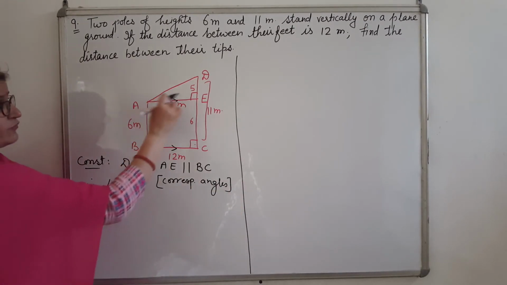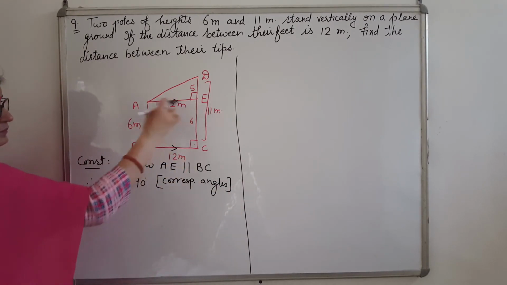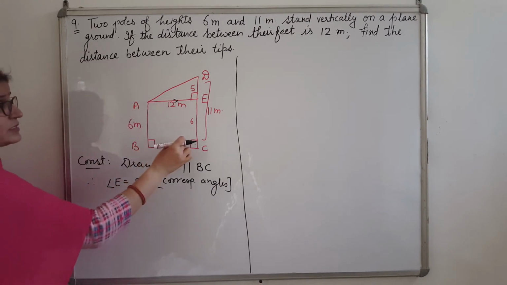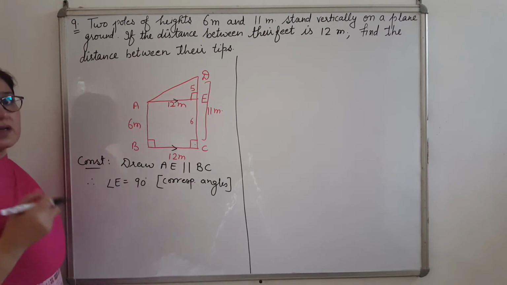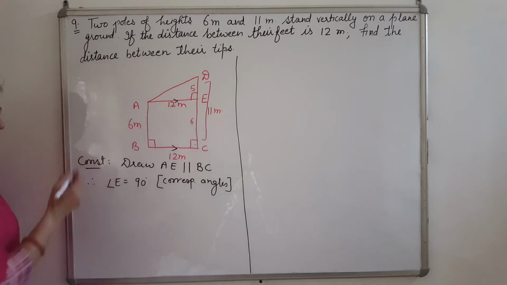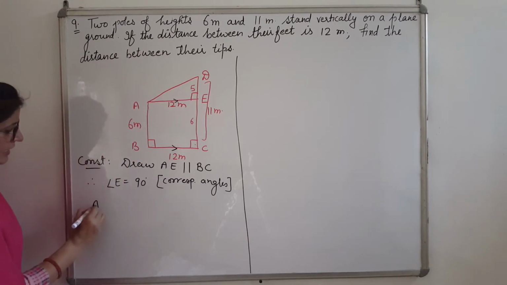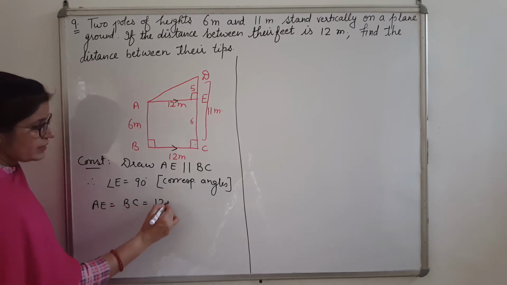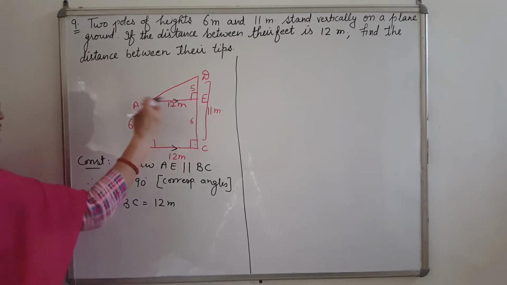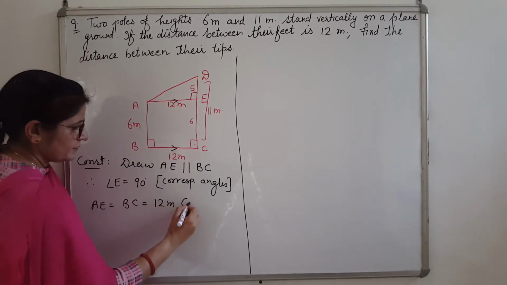Secondly, now if lines are parallel, it becomes a parallelogram, because this is 90, this is 90, they are also straight, so it becomes a parallelogram or a rectangle. So AE will be equal to BC, equal to 12 meter, opposite sides of a rectangle.